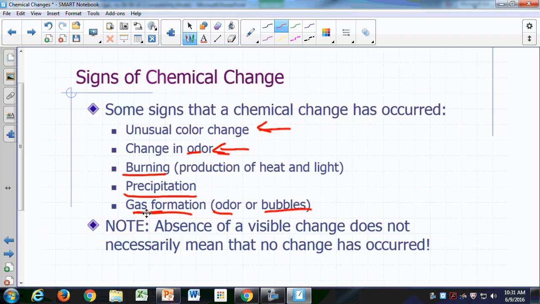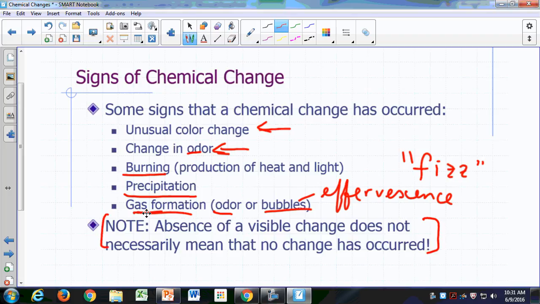Or if you see bubbles, effervescence is the technical term for this, or in layman's terms, fizz, that usually means you're forming a gas. Those are typically going to be small molecules that are insoluble in water, like carbon dioxide, the most common one you'll see. Note that the absence of a visible change, if you mix two things and you don't see anything happening, doesn't necessarily mean that no change has occurred. That's just negative evidence.